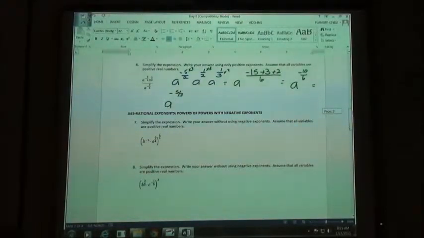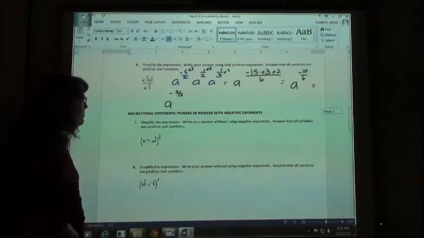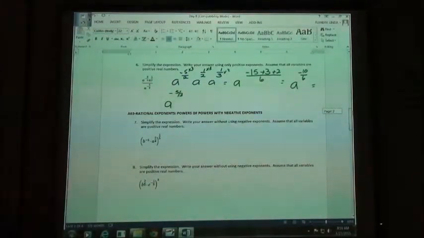Just take the reciprocal. 3/5? No? Nope. Okay. How do you write that?